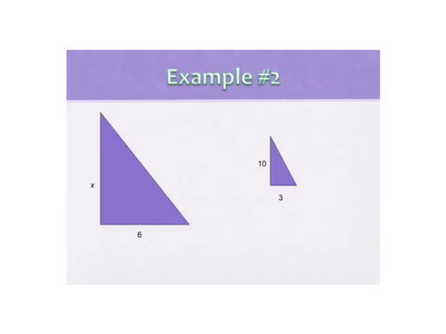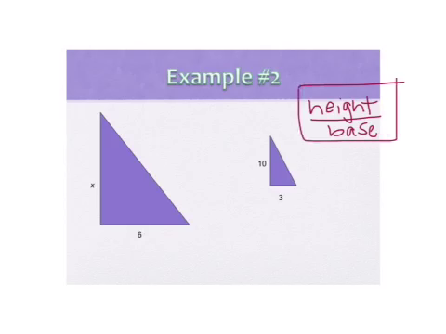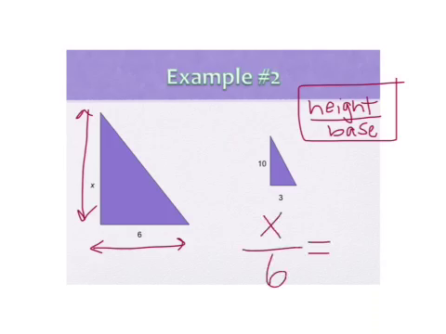Let's go ahead and do example 2. So there's another way you could set up example 2. I like to make myself a little legend on the side. So maybe you want to set up your triangle by saying height over base. Okay, that's how I'm going to set up my proportions, my ratios. So first one, height over base. Well, my height I don't know, so I'm going to leave that x. My base is 6. Over here, I'm going to do the height over base. So that's how I set that up.